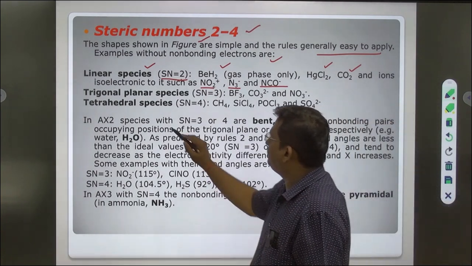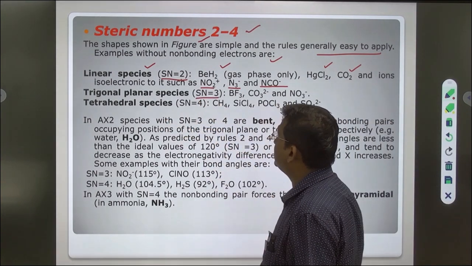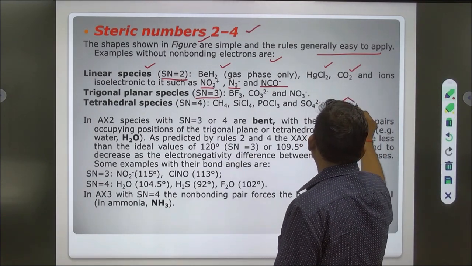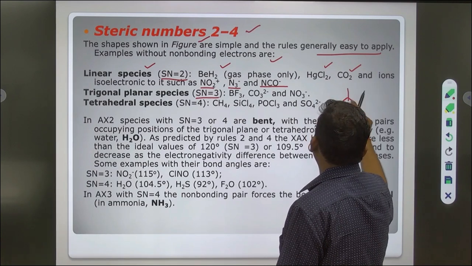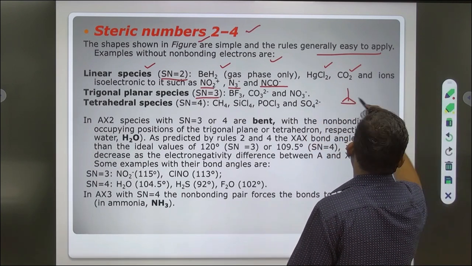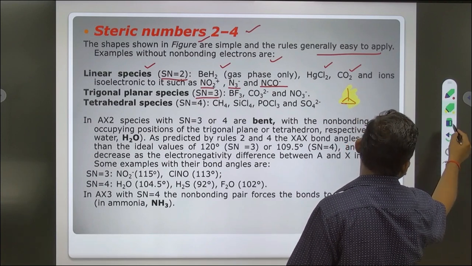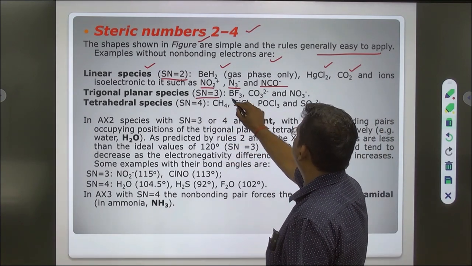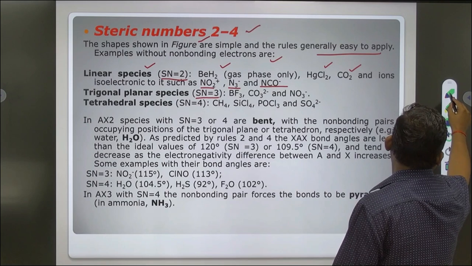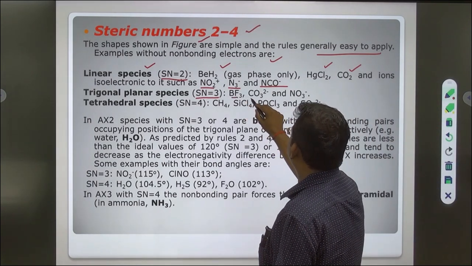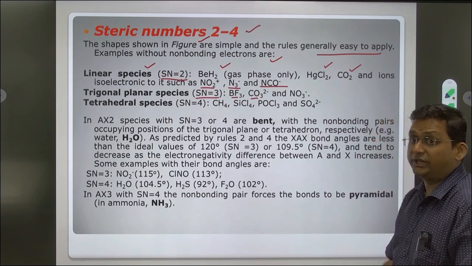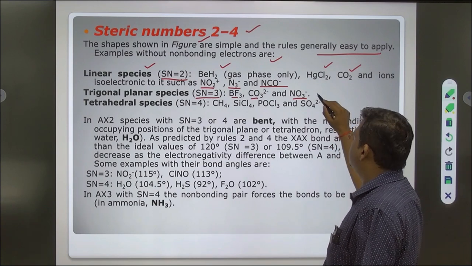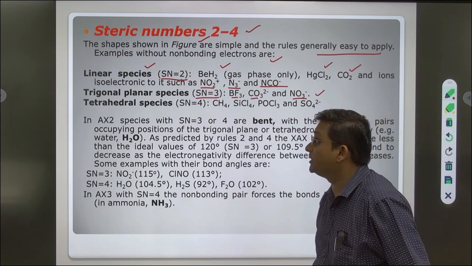And the trigonal planar structure is where the steric number is 3. This is the trigonal planar structure, where examples are BF3, CO3 2 minus and NO3 minus. These give trigonal planar species.